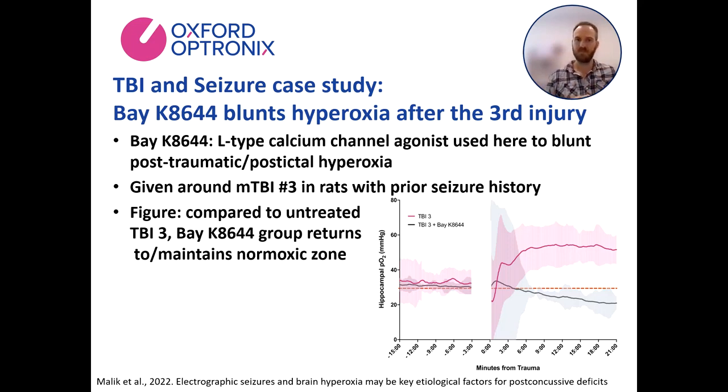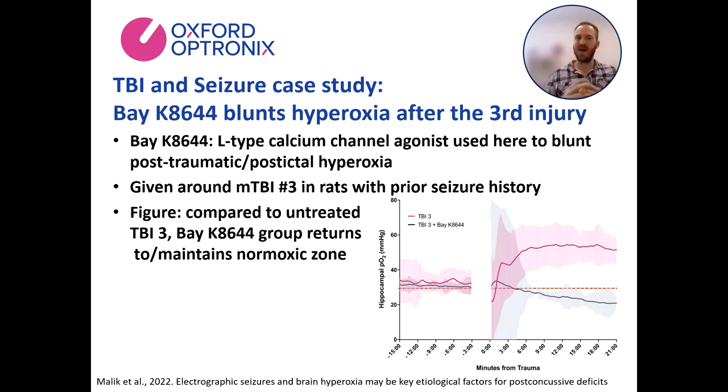As we can see, without the drug, the oxygen trace pushes well above the hyperoxic threshold. But with K8644, the trace returns towards the baseline and stays much closer to the normoxic zone. That really does shift the story from interesting association to actual outcome. The K8644 group ends up statistically indistinguishable from sham or no seizure animals on the behavior measurements they report.